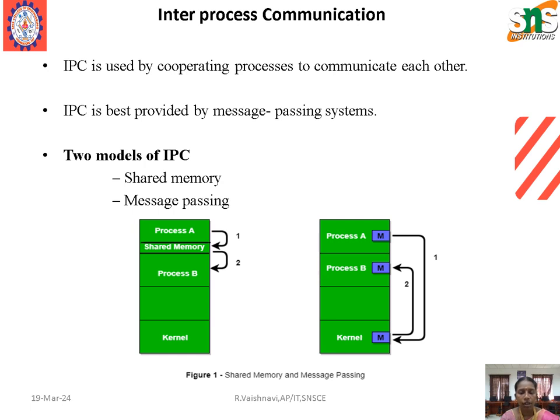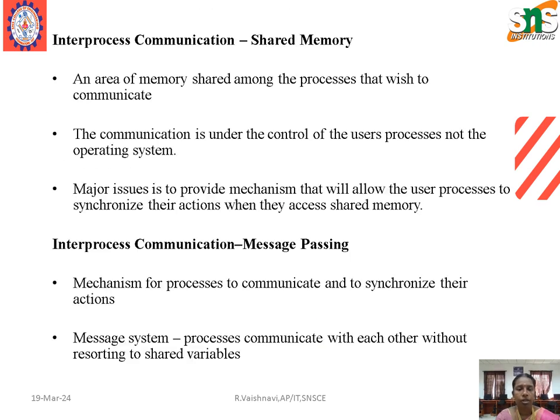For the first one, shared memory, process one shares the memory. Next, process two separately shares the memory. For message passing, process A and process B have separate memory and are interconnected through the kernel.